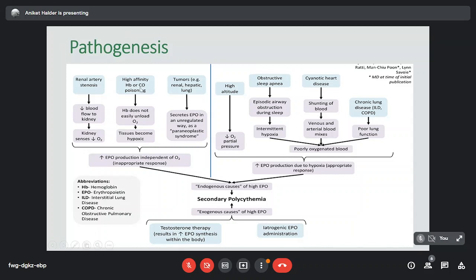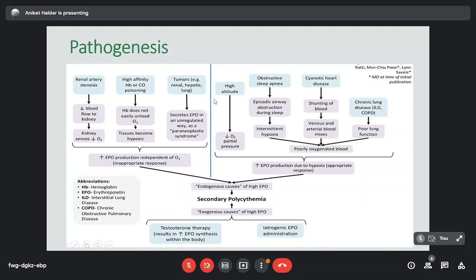High affinity hemoglobins like the hemoglobin San Diego bind to the oxygen more avidly, and this leads to tissue hypoxia because the hemoglobin does not easily unload oxygen. In chronic smokers, or in people who work in car garages, there is an increased level of carbon monoxide in their blood, and this carbon monoxide binds more avidly to the hemoglobin molecule, resulting in increased levels of carboxyhemoglobin and decreased oxygen carrying capacity of the hemoglobin, leading to tissue hypoxia.